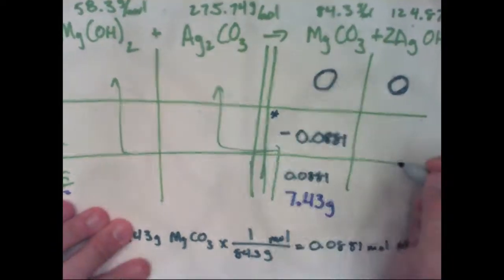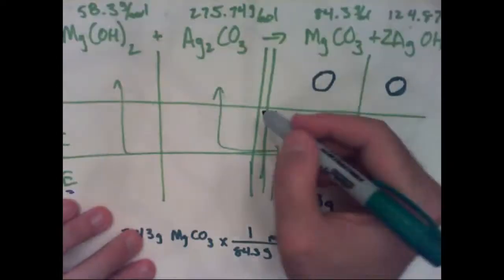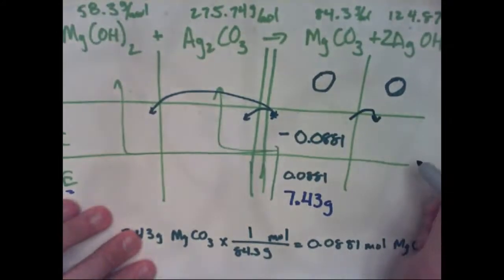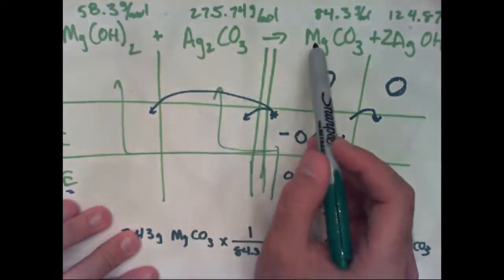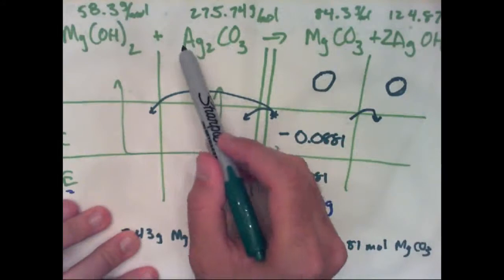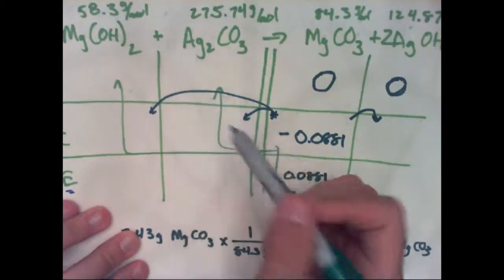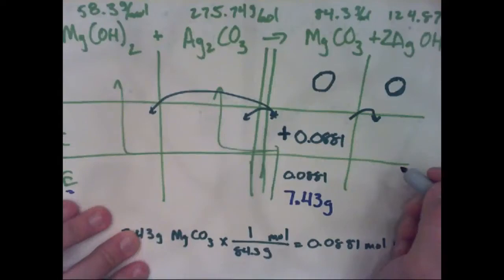So now, just like every other ICE chart, the first change box is always the most important. So we're going to use that change box to calculate that, and just for completeness, because I don't want to leave any stone unturned, we're going to do this. Now, notice we can use a shortcut here. This is a 1-to-1 ratio. So for every 1 mole of these, we're going to use 1 mole of those. I'm sorry, this should be plus 0.0881.